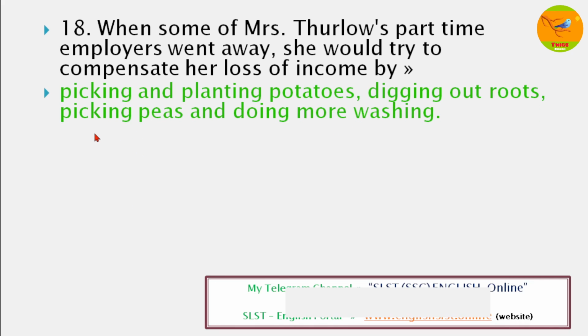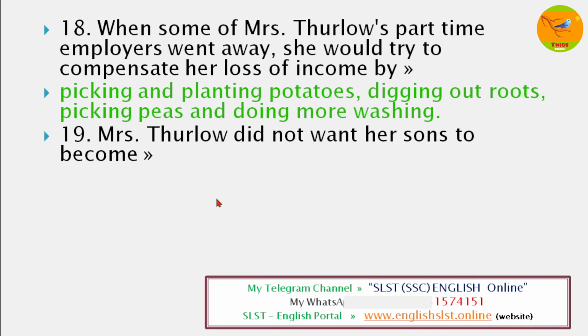Then she would do some other tasks, such as picking and planting potatoes. She worked in potato fields, helping in picking and planting of potatoes, digging out roots, picking peas, and doing more washing. These were the extra activities she had to conduct in order to compensate the losses she incurred due to the dislocation of some of her part-time employers.